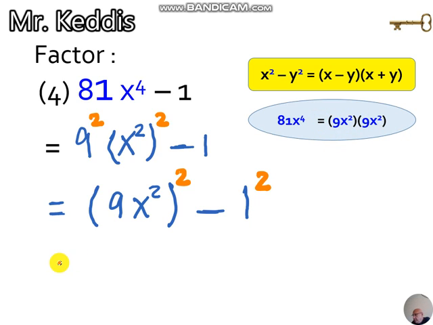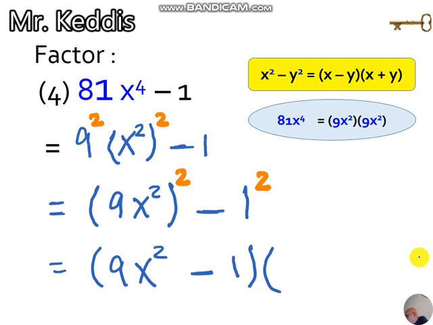To factor this, I write 9x squared minus 1. This becomes the difference between two squares, times 9x squared plus 1. This first factor is still the difference between two squares. I can factor this. I'm going to continue in the next slide.